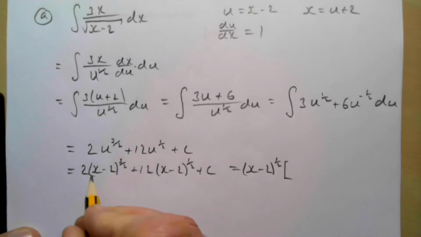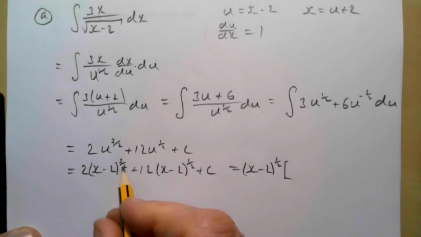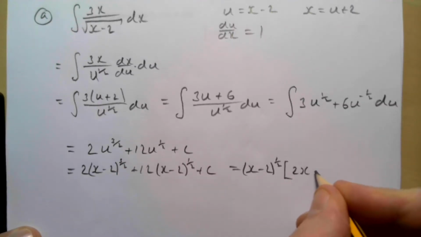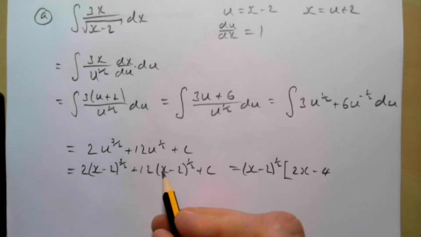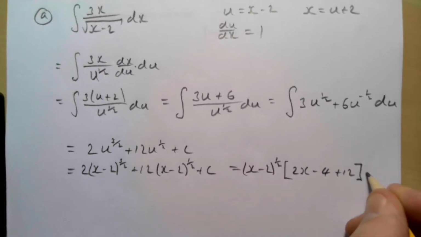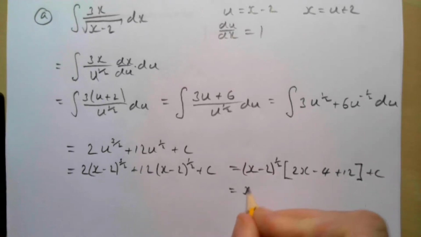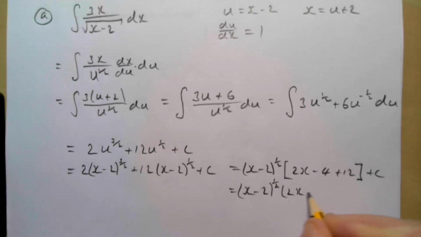If you take out the x minus 2 to the power of a half, you get 2 upon x minus 2. So if you take a half out of that, you just end up with a 1. So it's going to be 2x minus 4. You take out the x minus 2 to the power of a half here, you just end up then with 12 plus c. So that gives me x minus 2 all to the power of a half upon 2x plus 8 plus c. Part B.